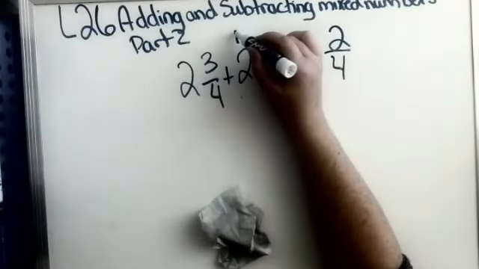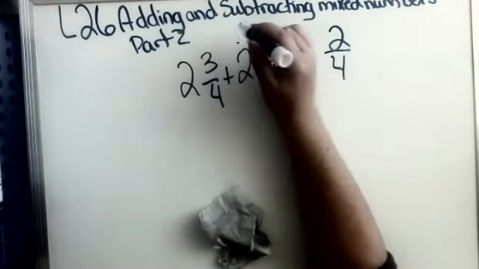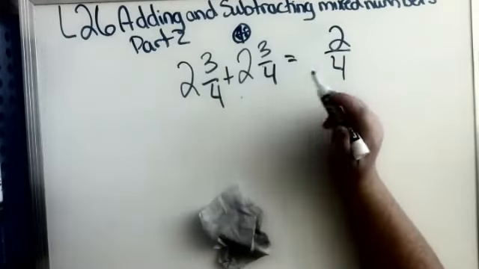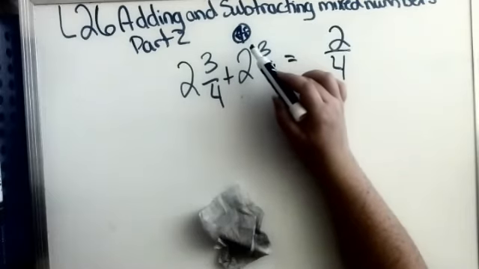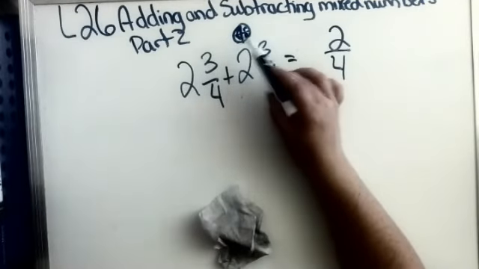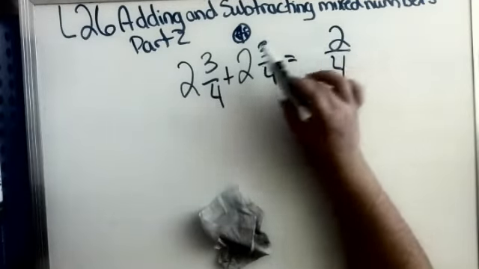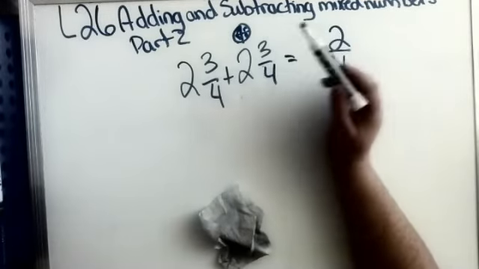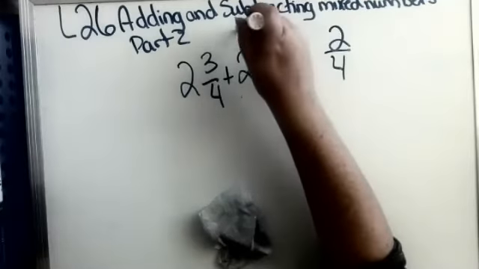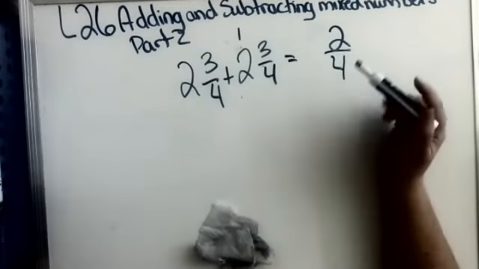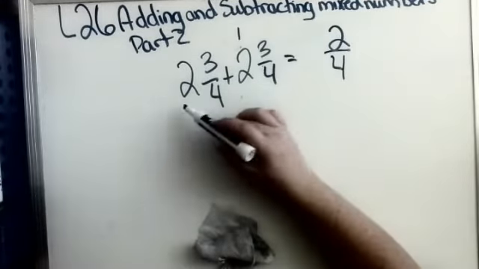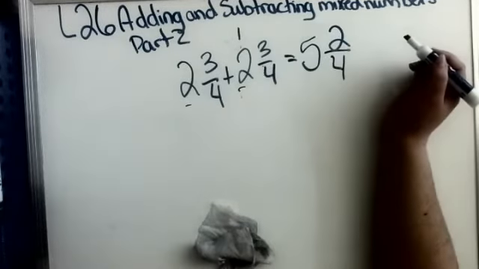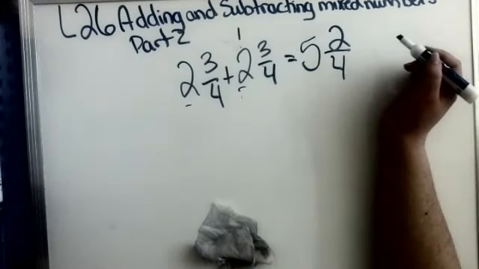Remember, this is actually 4. If we were drawing a picture of this, that is a whole of quarters. So there's 4, 5, 6. See where that's going? This is 2 pieces left over. The whole 4 pieces are over here, so we have 1 there. Now we add our whole numbers. 2 plus 2 is 4, plus 1 is 5. So you end up with 5 2/4 of a mile he rode.